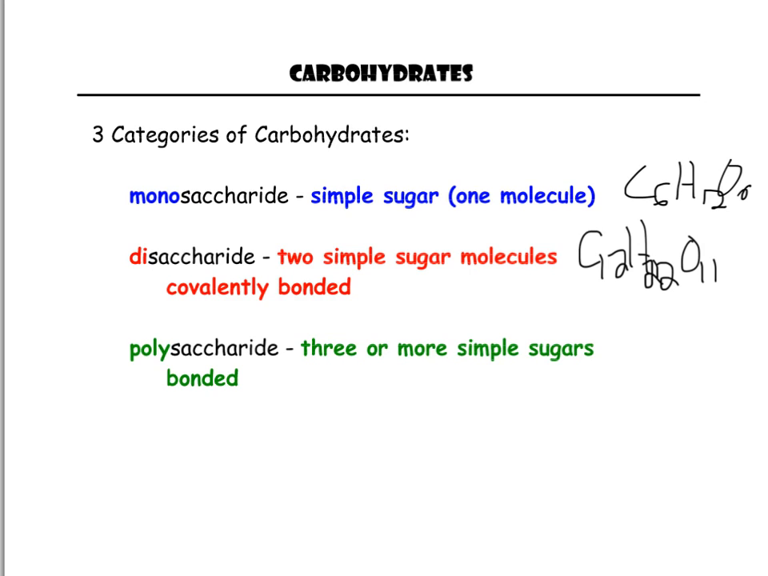And then our last form is going to be a polysaccharide. Again, we've seen poly before, poly meaning many, and that is when you have three or more simple sugars bonded together. There isn't going to be a set chemical formula for this like we've seen with the monosaccharide or disaccharide, and that's because poly is going to depend on how many sugars were bonded to one another.